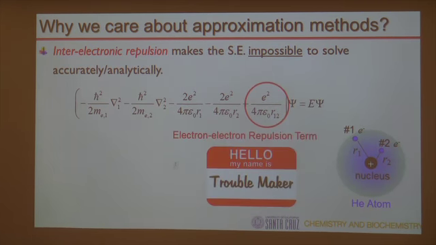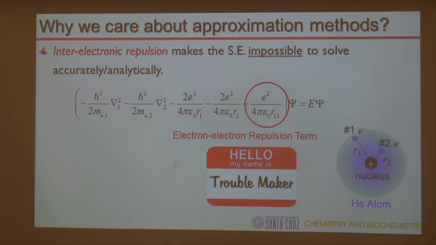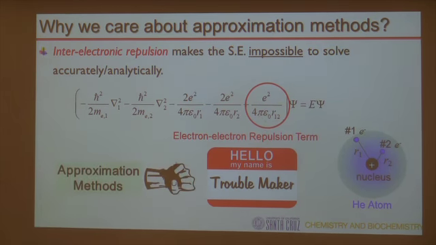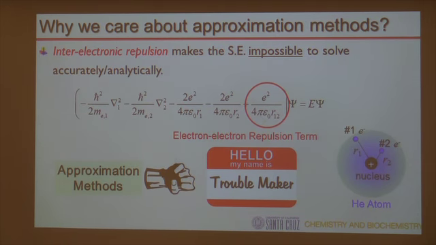Okay, so that's the troublemaker. Because of the presence of this term, we cannot solve the Schrodinger equation analytically. So instead, we need an approximation method to fight with those troublemakers. So this is the basic idea.